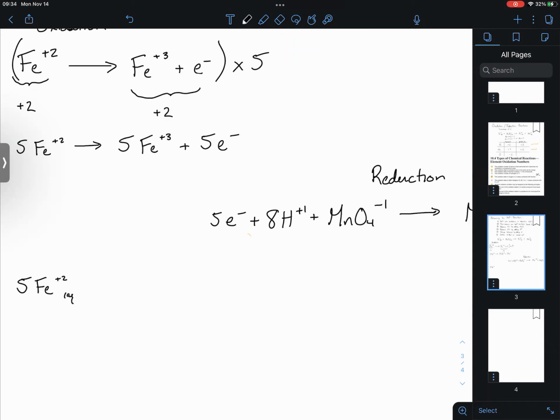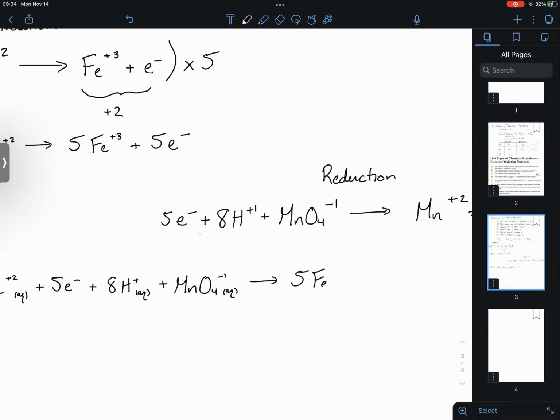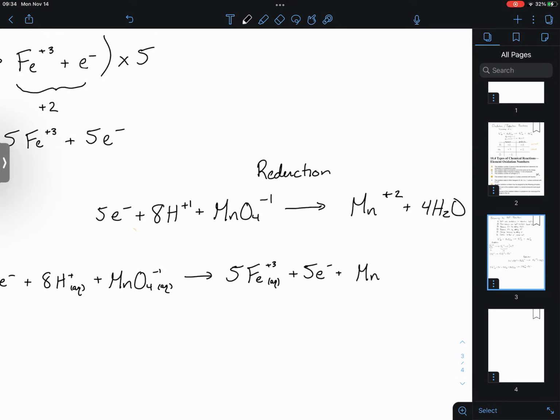Good with my state symbols now. Waters get that liquid designation. That's supposed to be an L.